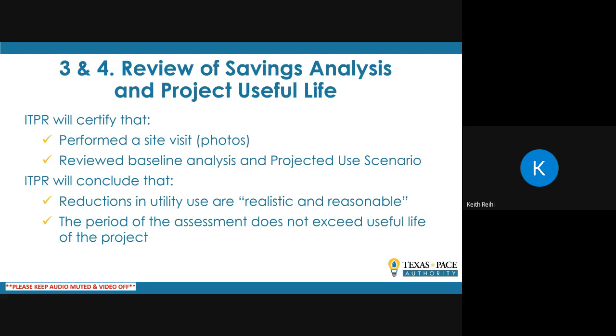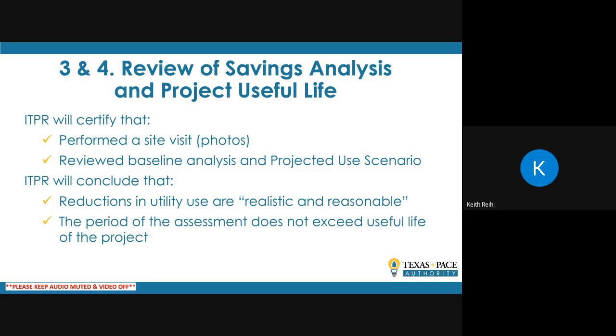The ITPR will also conclude that the reductions in utility use are realistic and reasonable. So if somebody said they can save 95% of my electric bill, that right away makes me pretty doubtful. But take a look at it, show me. And they need to show the ITPR all the calculations and how they got there. I did have some projects where the calculations were put together using rules of thumb, and I basically asked them to go back and try again. They needed to actually use more concrete calculation methods, not just a rule of thumb. And they did, and we all figured it out.